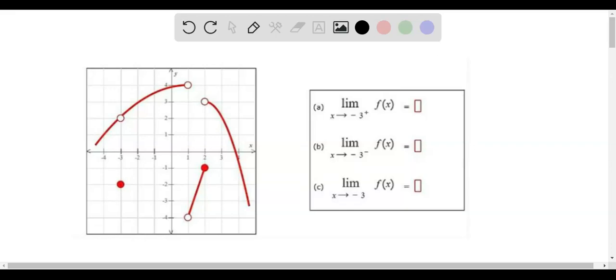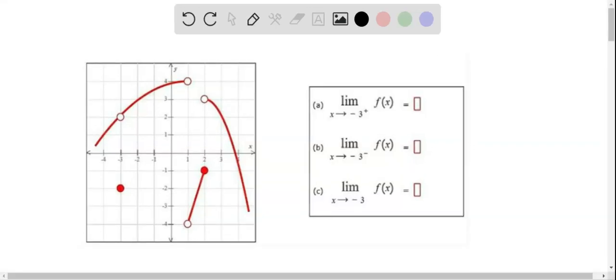We now evaluate the limits given in part A, part B, and part C. So let's do part A first. Here we have to determine the limit of f of x when x approaches negative 3 from the right. So this is the graph of f of x. Let's utilize this to find the limit.